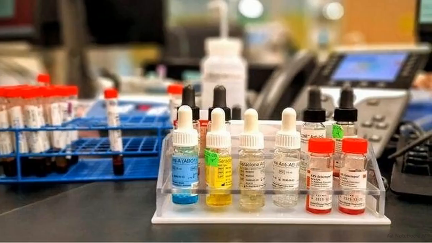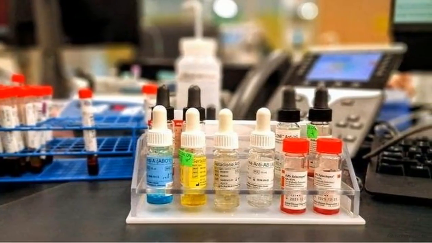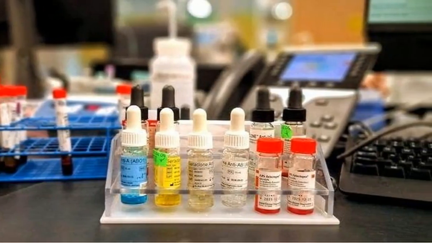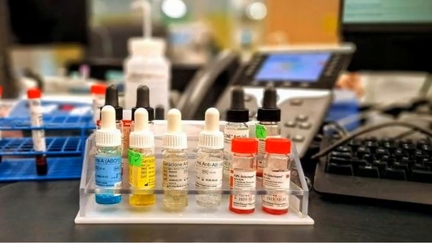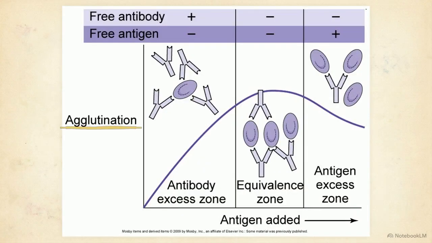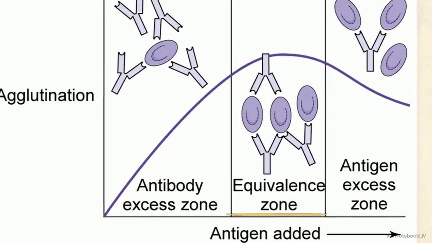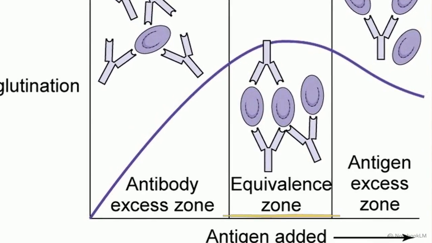These theoretical models are proven empirically on the benchtop using specific laboratory diagnostics to authorize a transfusion. This graph charts agglutination, the visible clumping of cells in a test tube. In the equivalence zone, you see the physical lattice formation of antibodies locking multiple red blood cells together. This acts as our diagnostic proxy for an in vivo hemolytic reaction.